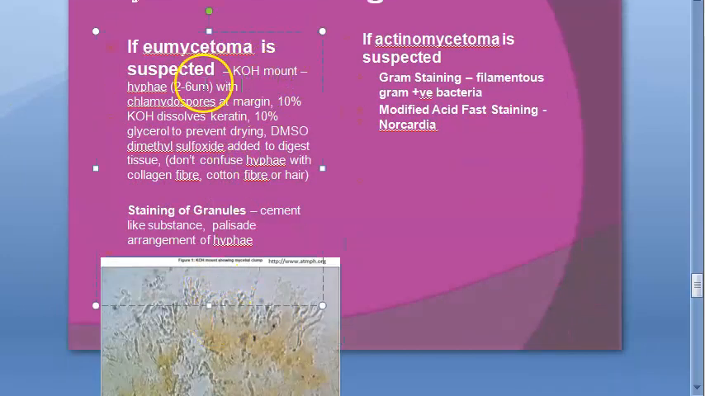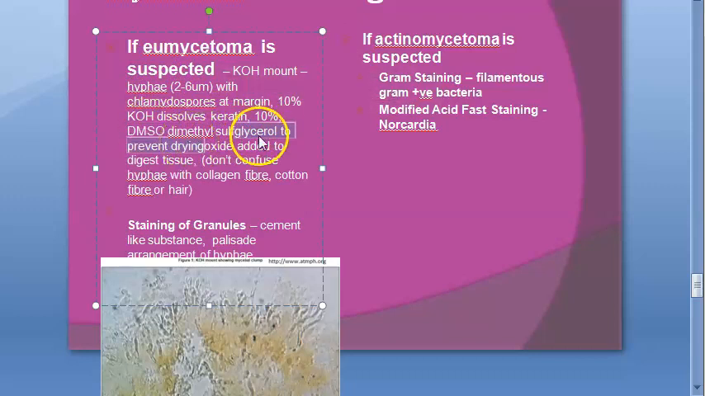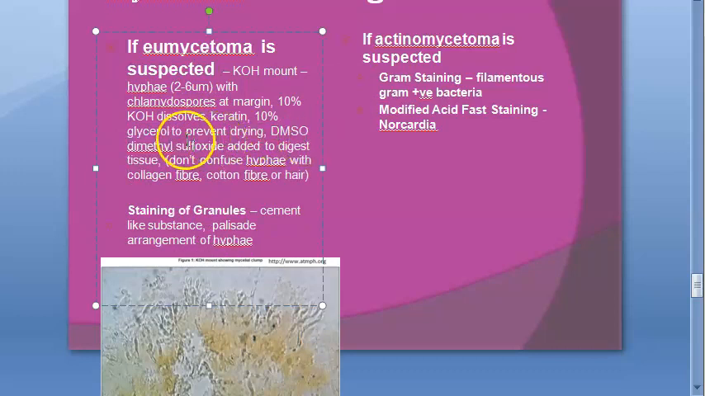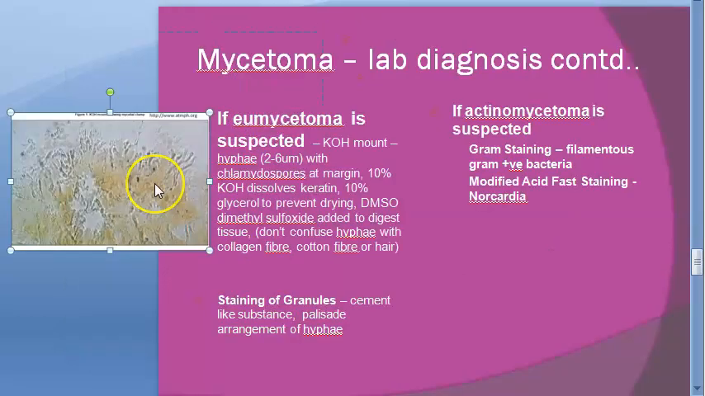So what happens if you suspect Eumycetoma? If it is because of fungus, you will do a KOH mount and you will observe the hyphae with chlamydospores. Okay. So this KOH dissolves the keratin. Then you will be adding glycerol to prevent drying. And DMSO. What is DMSO? Dimethyl sulfoxide is added to digest the tissue. So if you are suspecting Eumycetoma, then you will do KOH mount and observe the hyphae with chlamydospores.